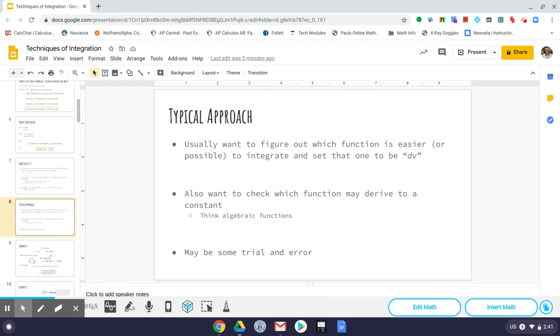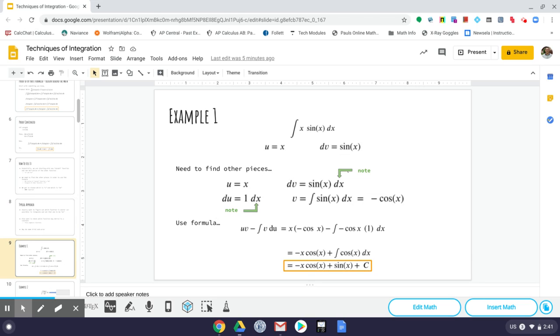And then finally, honestly, for you to get the hang of this, there's just going to be some trial and error. You might make u the incorrect function at first, right? And then you're going to run into a problem eventually. The good news is that there's only two functions and two options, so you just have to go back and switch them. And so again, there might be some trial and error. Don't get too frustrated. We're going to work through some of them. Let's jump into an example.